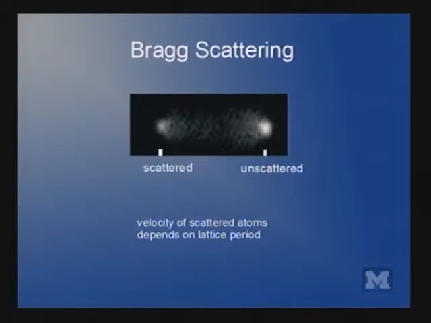And when we wrote a paper on this, we actually did this and made sure it all worked. The velocity of the scattered atoms comes directly from the lattice period spacing. So this is real Bragg scattering that really does measure our optical lattice.